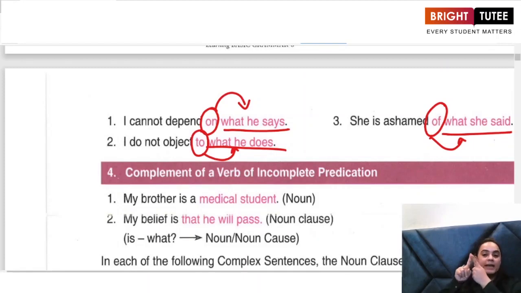Okay, we've learned about three types of noun clauses. One, when my noun clause took the place of my subject, it came before my verb. Second, when my noun clause took the place of my object, it came after the verb. And when I talked about a prepositional noun clause, it took the place of an object and it came after a preposition. Okay, let us look at the next type now.